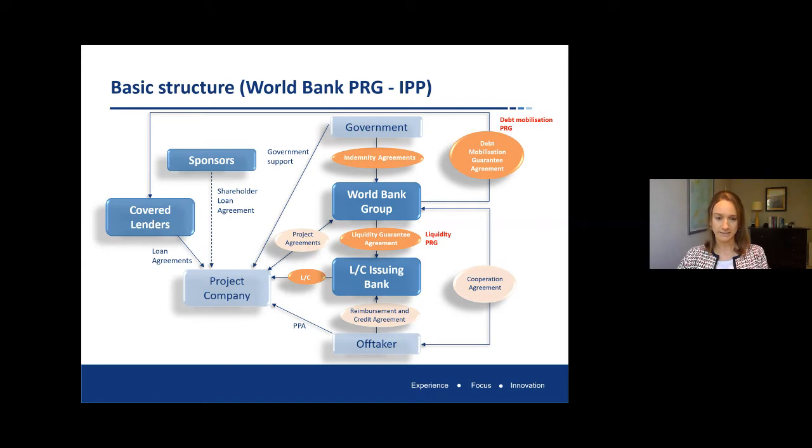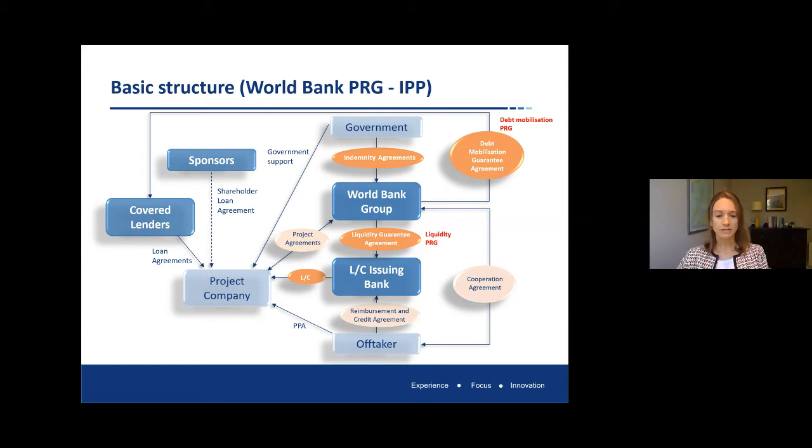On the left, we have the covered lenders. These were the commercial banks that provided the private investment element for our debt mobilisation PRG. And they were all, as I say, commercial banks. That's not to say we didn't have DFIs or multilateral development banks as part of our structure. We absolutely did. But the debt was essentially divided into tranches so that the lenders benefiting directly from the PRG product were the commercial banks, who then entered into an intercreditor arrangement with the DFIs and multilaterals who sat in a slightly different tranche. So that's just a small intricacy that's worth bearing in mind.